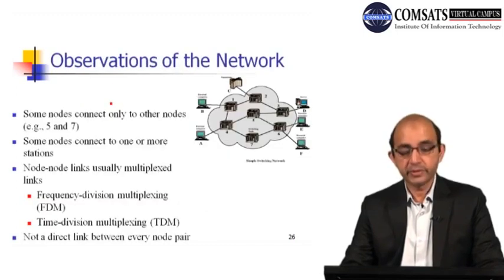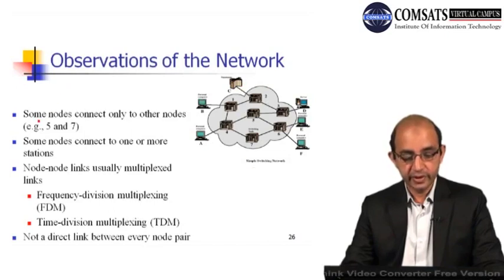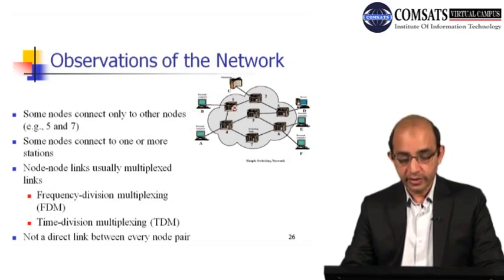So here come certain key points regarding this simple switching network. You can see some nodes connect only to other nodes, right? For example, 5 and 7. So they are connected to other nodes. Some nodes connect to one or more stations. For example, this node is connected to this station, and this node is connected to this station.